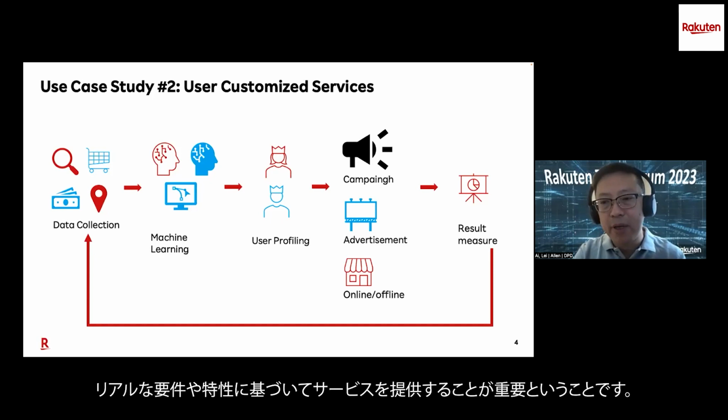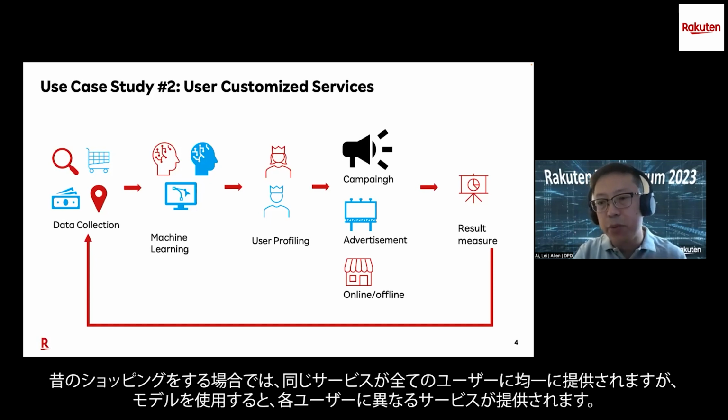So it is better to provide service based on their real requirements, based on their characters, right? So for example, if we use a traditional shopping mall or those kinds of services, most likely you visit the store, you explore it by yourself, and you get a common service, right? The same service for all the users.